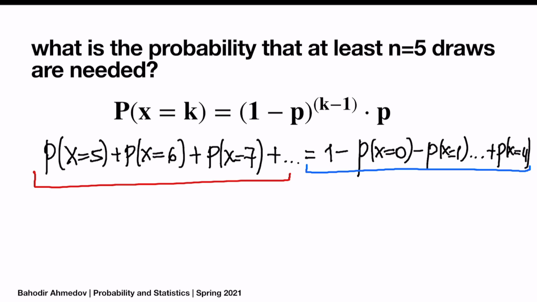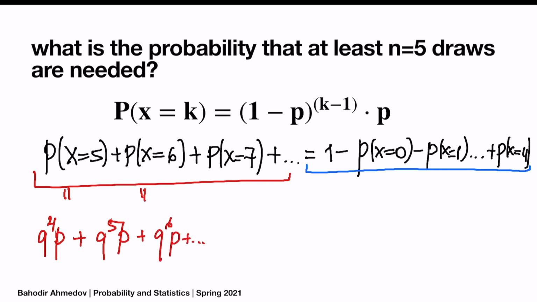So let's do this. I would like to know what is the probability of having the first success in the fifth trial. It is q to the power of 4 times p. Probability of having the first success in the sixth trial is q to the power of 5 times p, plus q to the power of 6 times p, and so on.